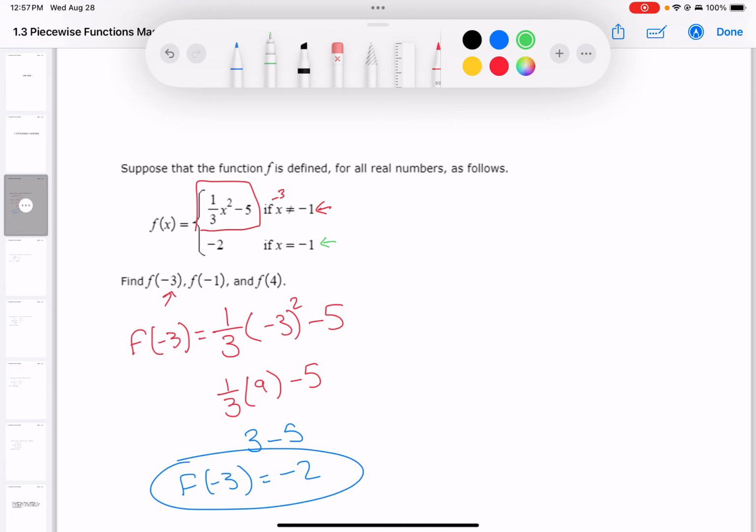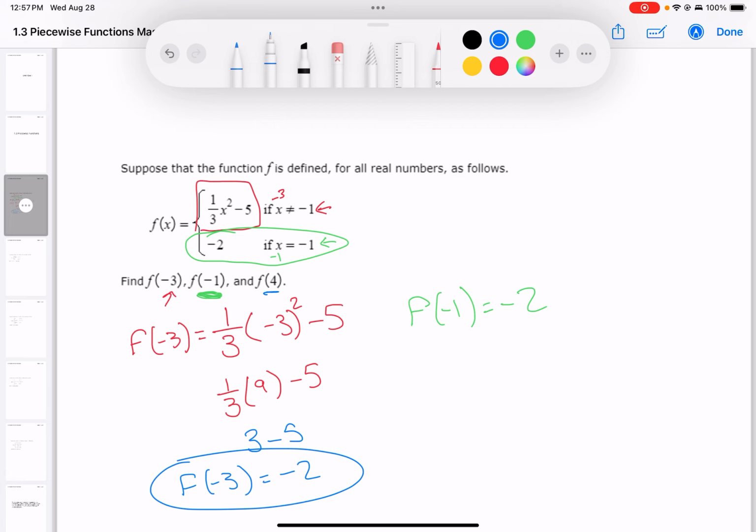Now we're going to look at this second one right here, and it says f of -1. So my x value is -1. Well, that satisfies this criteria right here. So as we look at that, x is equal to -1, so that's a true statement. So f of -1 just gives me -2. Well, that's my answer. Done.